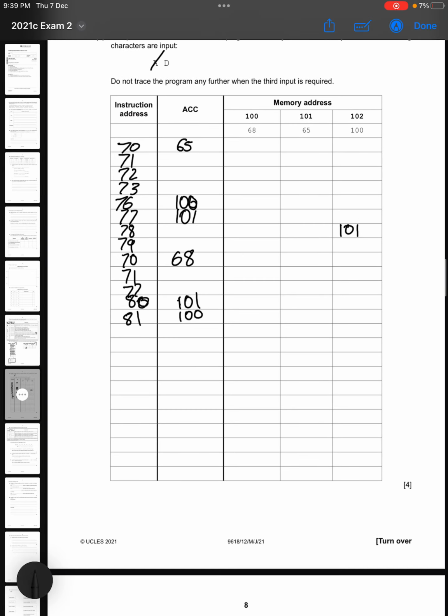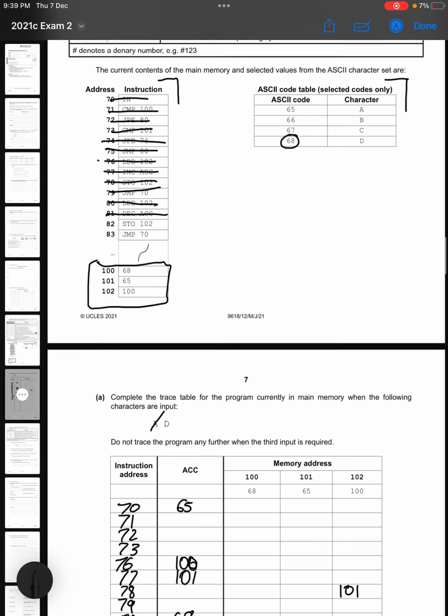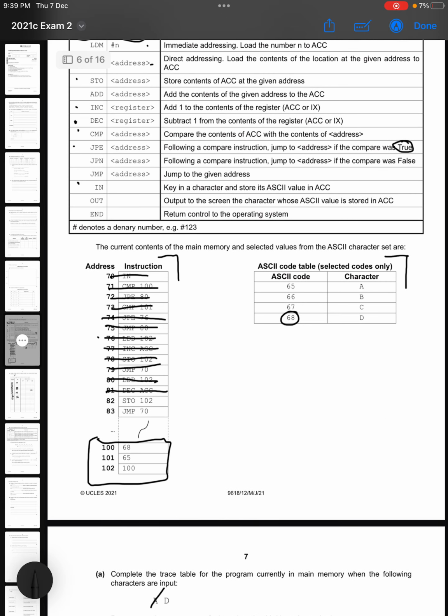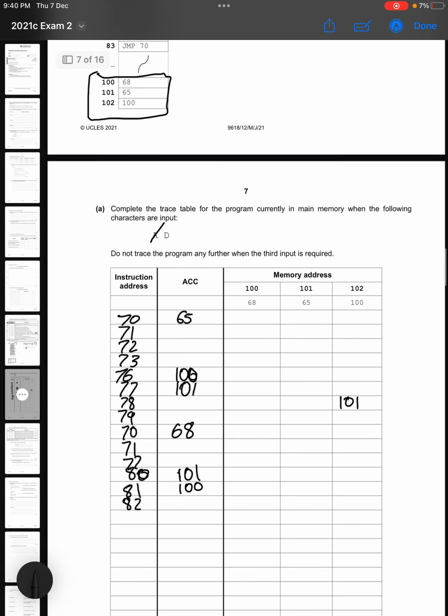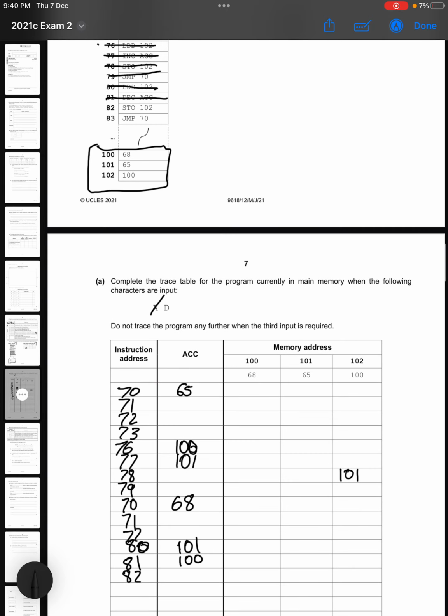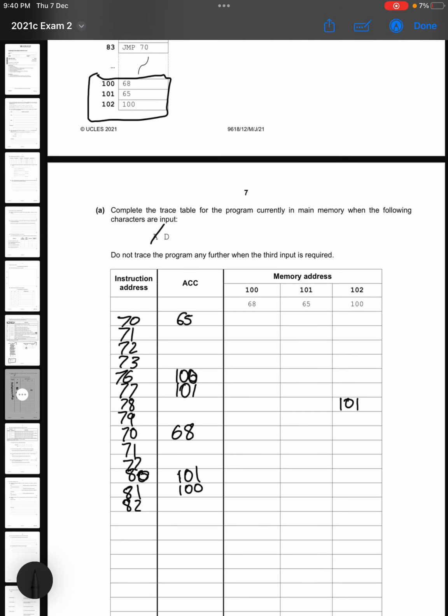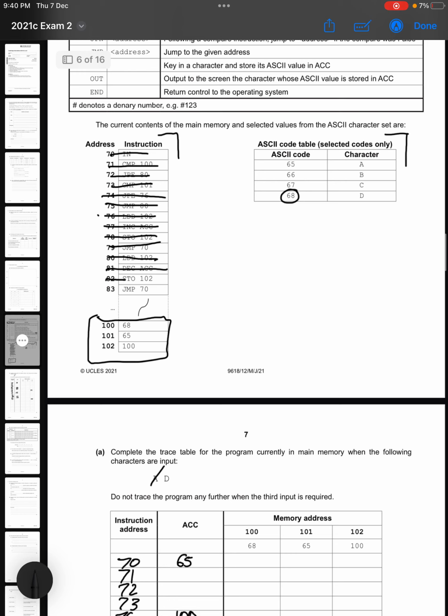Address 82. Let's put 82 here. STO 102. So the address is 102. Let's find store, just in case. Store the contents of ACC at the given address. So store the contents of the value in ACC to the given address, which is 102. So we have to store 100 in memory address 102. So we're going to put 100 here. So now that is the new value that is stored in memory address 102. Let's put a line down here.